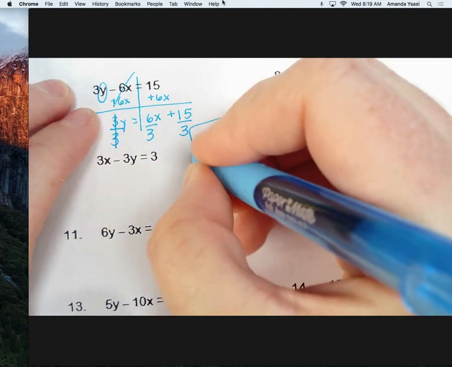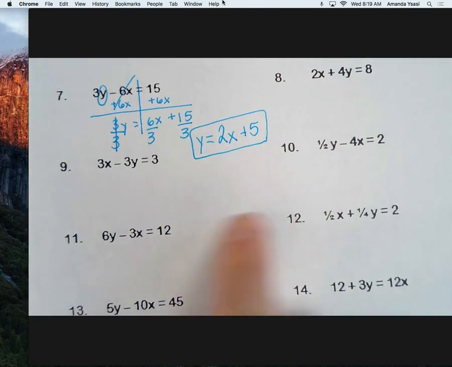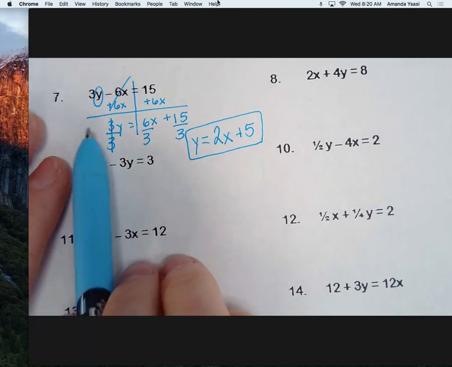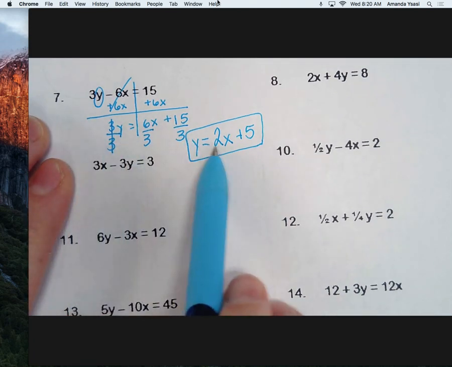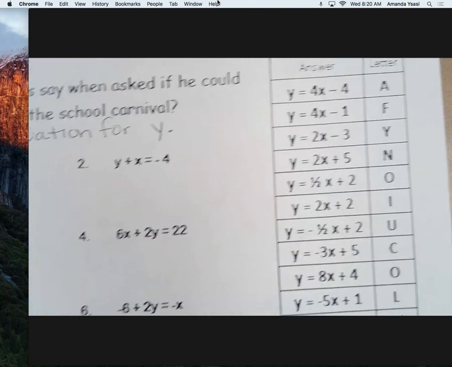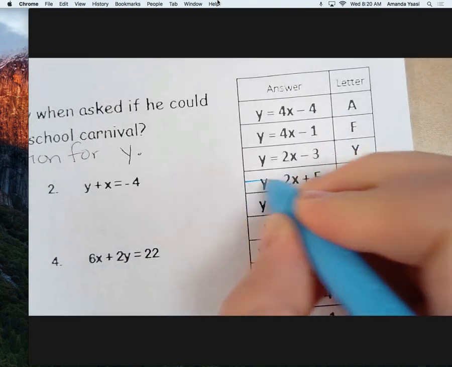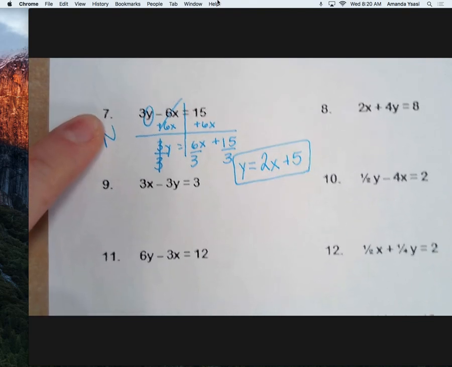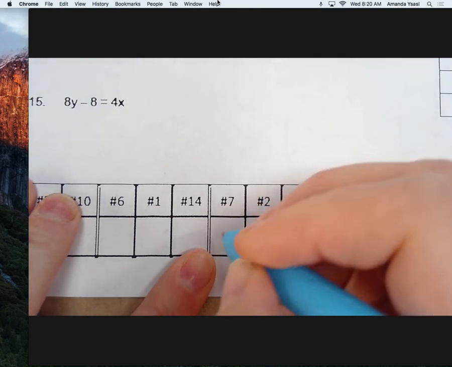Put a box around your answer so I can find it. If this is not enough room for you, that's fine. Write it in your journal and take a picture of it, or on a sheet of paper. Fine with that. So I need to go and look at 2x plus 5 over here. And it is right here. So that's N. So I'm going to put N on number 7, and then I'm going to go down to the bottom where I see 7. I do N.